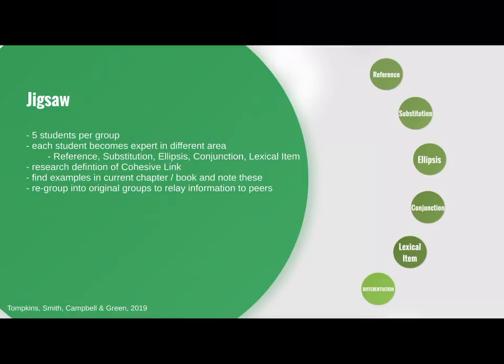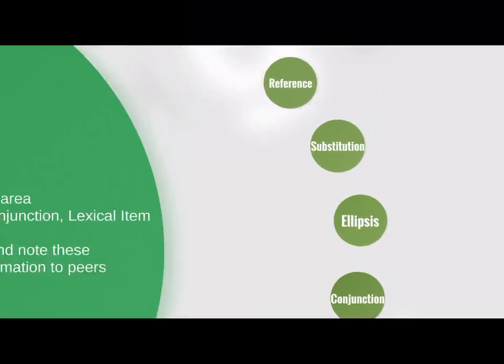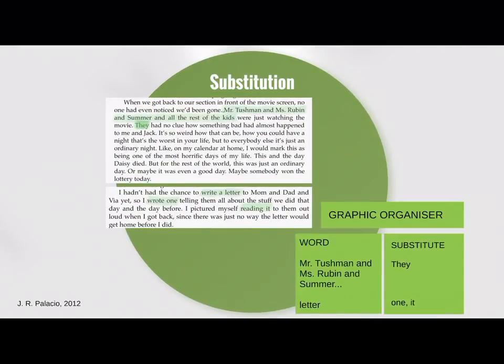An example of how this could work for substitution would look like this. Students would analyze the section of text they are currently reading and highlight relevant examples. They could then use a graphic organizer to write down their own findings. Here we can see Mr. Tushman, Miss Rubin, and Miss Summer being replaced by they, or letter being replaced by one and it.